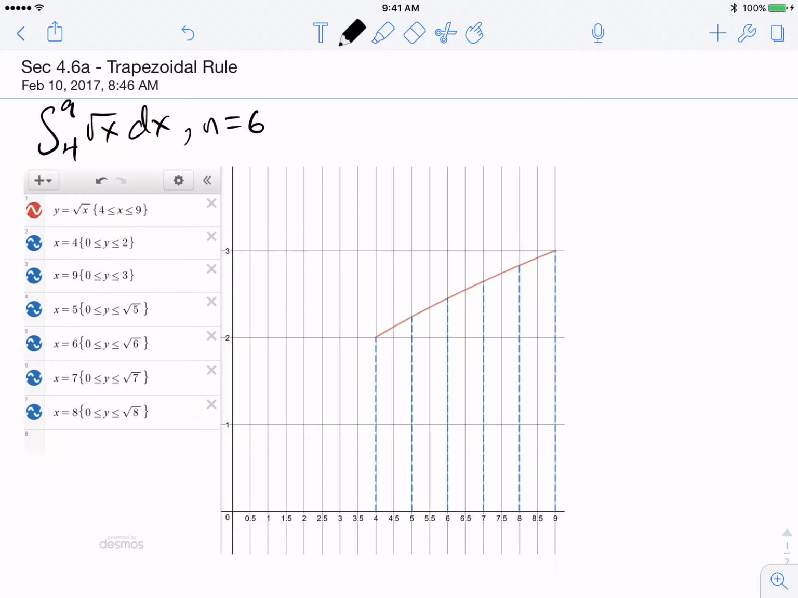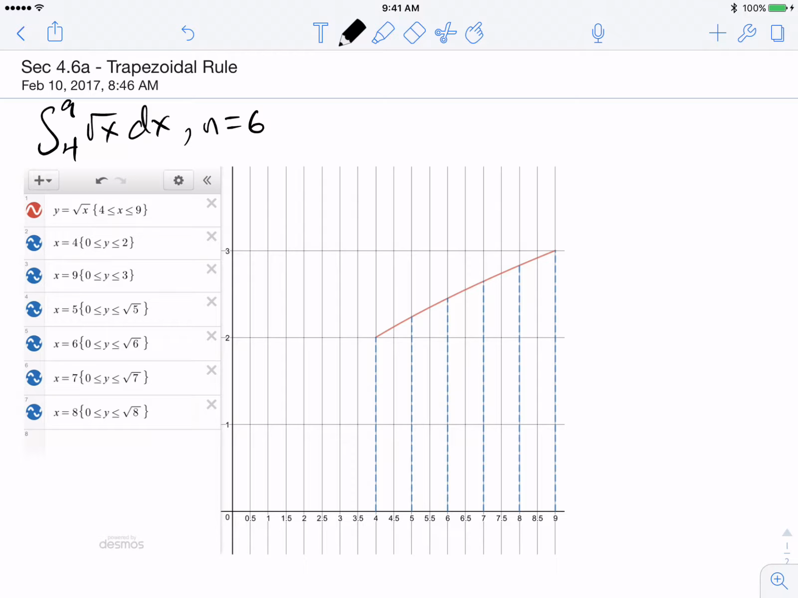This is section 4.6. We're going to look at the trapezoidal rule. Trapezoidal rule, we talked about it before. We're trying to find the area under the curve, at least we're trying to find an approximation. And so what we're going to do is a little bit different than what we've done before.